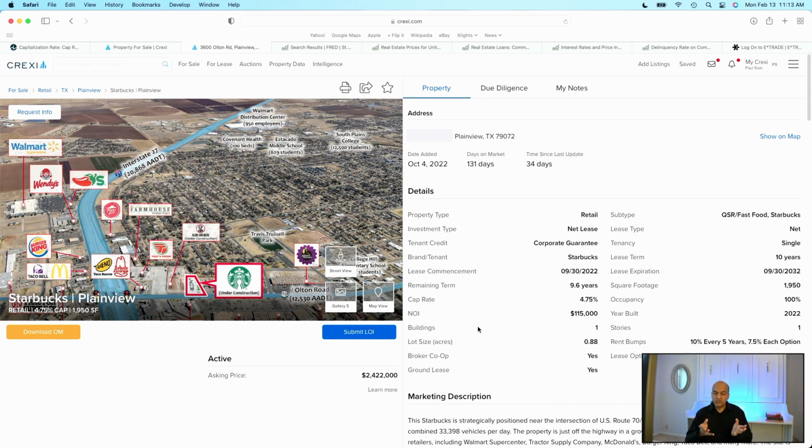So in this case, we have a Starbucks here located in Plainview, Texas. And I'm just picking this at random. I have no affiliation or relation with this listing here at all. As you can see, it's a single tenant property. It's a Starbucks. The net operating income is $115,000 per year. And based on the asking price of this property, converting that to a cap rate, we get 4.75%. So basically, you're getting 4.75% return on your investment by purchasing this property.